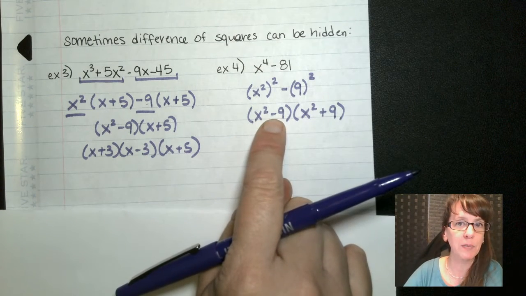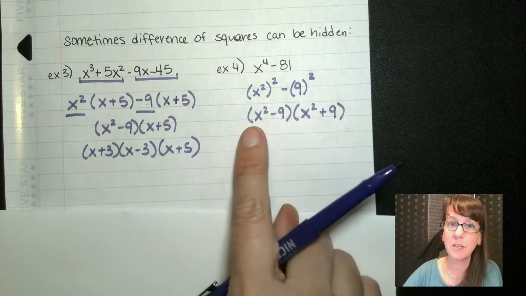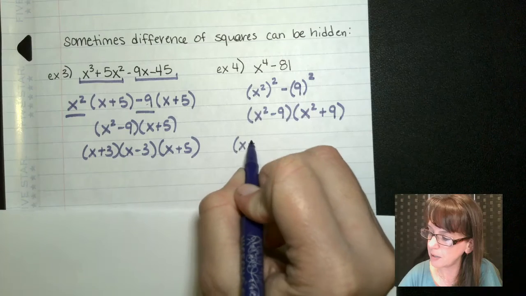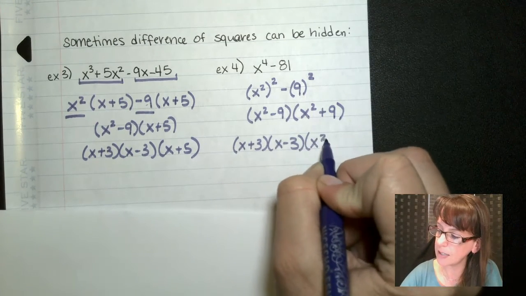Perfect square minus another perfect square. This is perfect square plus perfect square. That's not a difference of squares. You can't factor that one. This one you can't. This one is x plus 3, x minus 3, and then we just bring this guy down here.